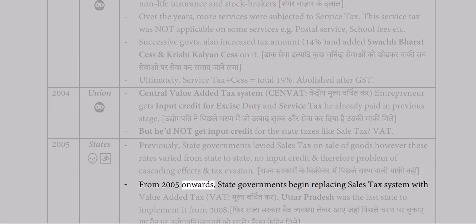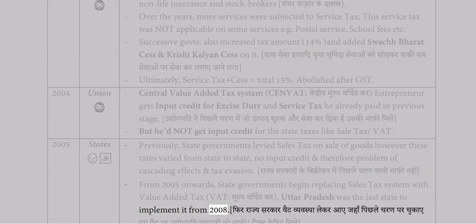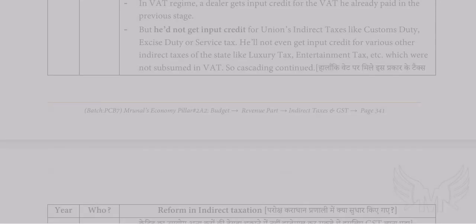From 2005 onwards, state governments begin replacing the sales tax system with value added tax, VAT. Uttar Pradesh was the last state to implement it, from 2008. In the VAT regime, a dealer gets input credit for the VAT he already paid in the previous stage. But he would not get input credit for the union's indirect taxes like customs duty, excise duty or service tax. He will not even get input credit for various other indirect taxes of the state like luxury tax, entertainment tax, etc., which were not subsumed in VAT. So cascading continued.